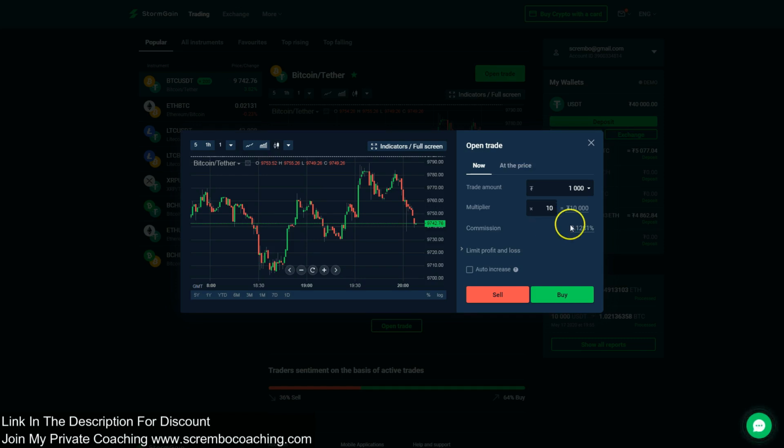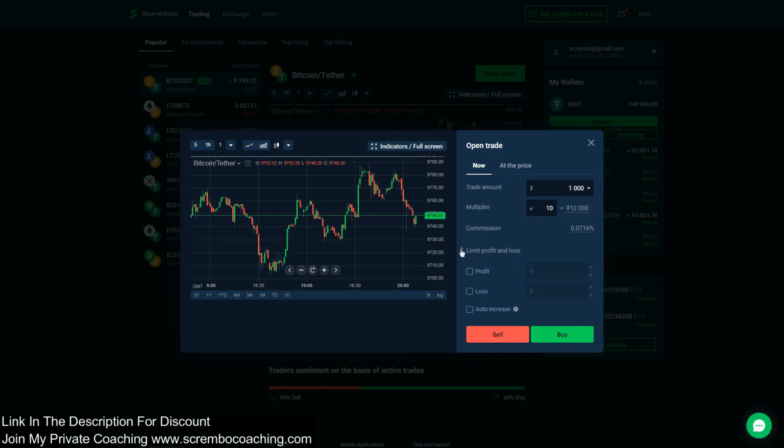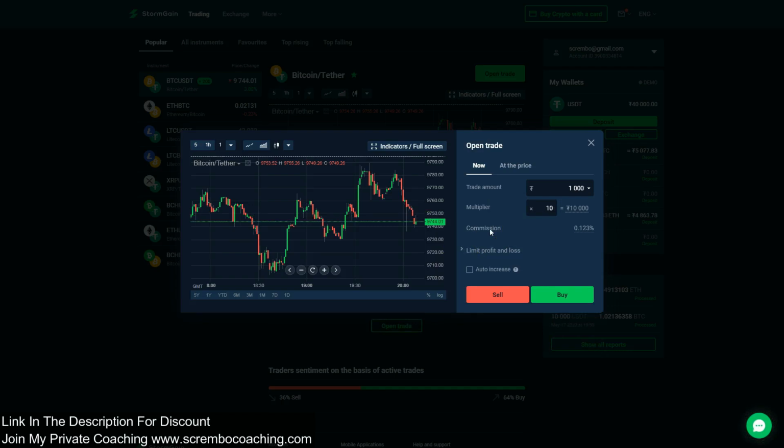So then you find out your trade amount multiplied by the leverage you're taking, which is shown under multiplier. You select that, and then you have the final size of your trade plus the commission that's going to be applied to your action. Commission is 0.13, 0.14, really depends on your trade. So right now we're not going to talk about limit profit and loss. We're going to talk about those in the next videos.